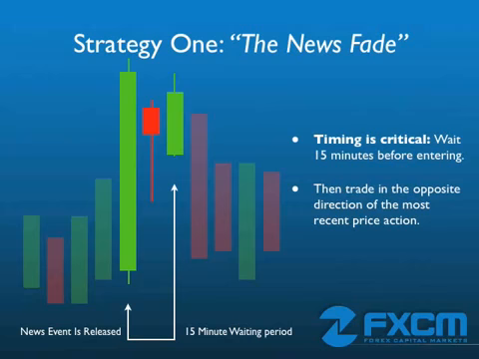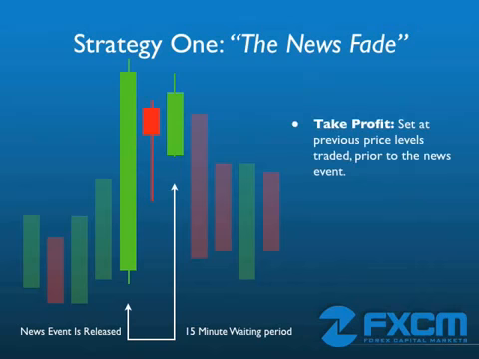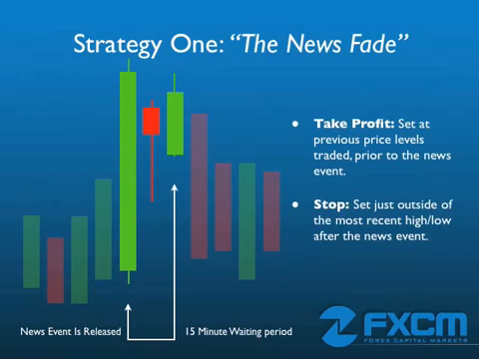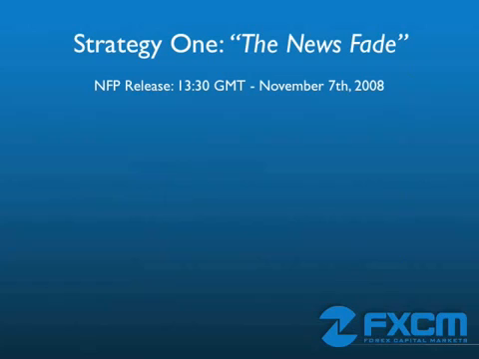After 15 minutes have passed, we're going to trade in the opposite direction of the recent price action in anticipation that the price should revert back to previous levels. We want to set a take profit around the price levels previously traded, and a stop just outside the most recent high or low that was made after the news event came out. Placing a stop to limit potential losses is very important, as there's always a chance that the price action will continue in the initial direction of the move.